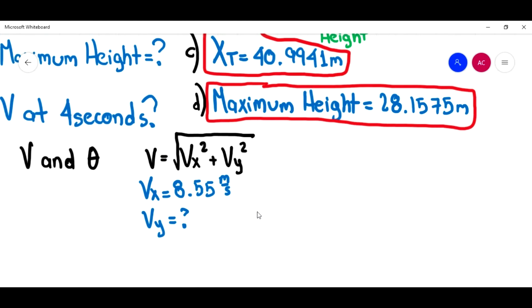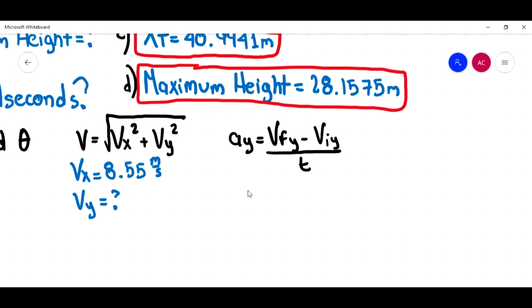Well, I can find it with this equation. Acceleration in y equals final velocity in y minus initial velocity in y over time. Okay, now I need to find final velocity in y. Well, it's not really the final velocity, but for us it is, because it's the velocity at 4 seconds. So I'm just going to call it by.